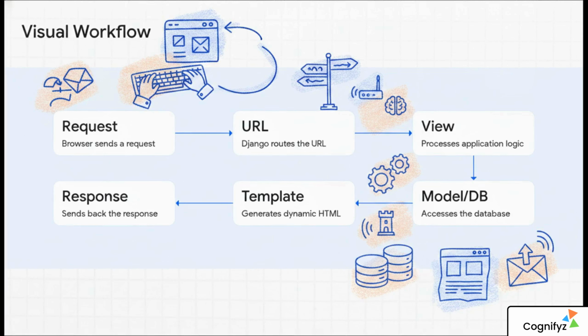Before we define the specific tool we're going to use, let's just anchor ourselves with a core workflow. Imagine someone types a web address into their browser. That request needs to be caught by a URL routing system. Then a view processes the logic, a model talks to the database to get the right information, a template generates the visual HTML page, and finally, a response is sent right back to the user. This entire, highly organized process is exactly what we need to automate. And this is where our main topic for today completely changes the game.